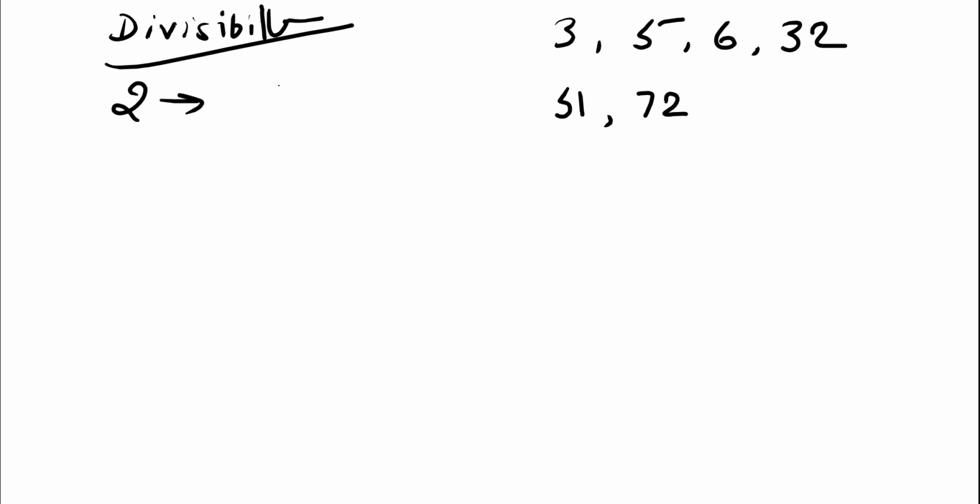So this is an odd number. Let me put a red for odd. This is also an odd number. This is also an odd number. Then we have even numbers. 6 is an even number, 32 is an even number, 72 is an even number.